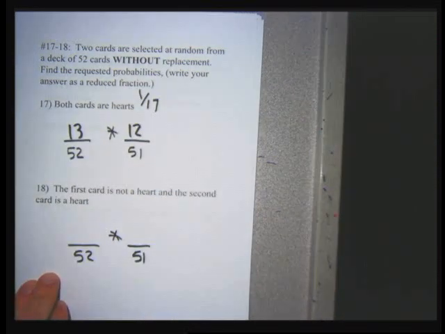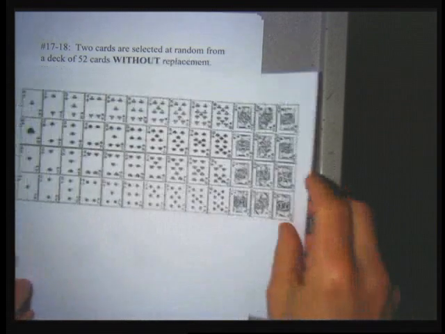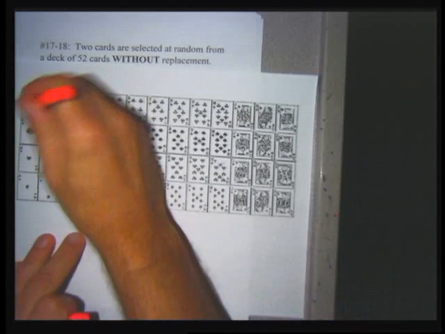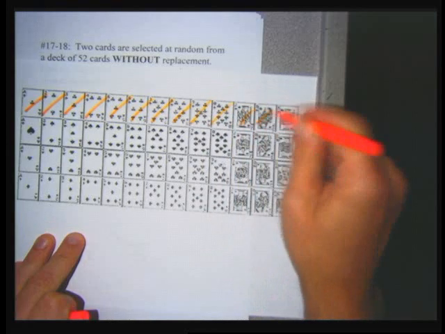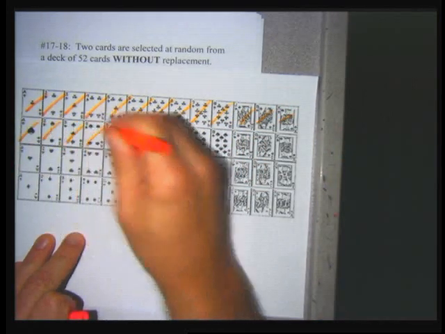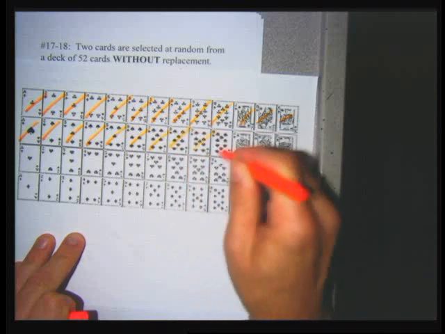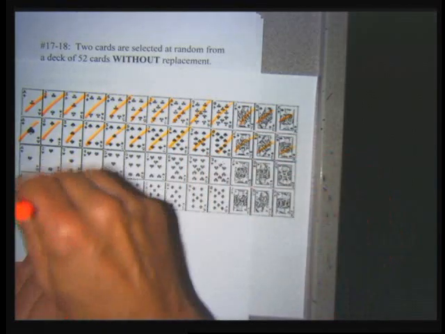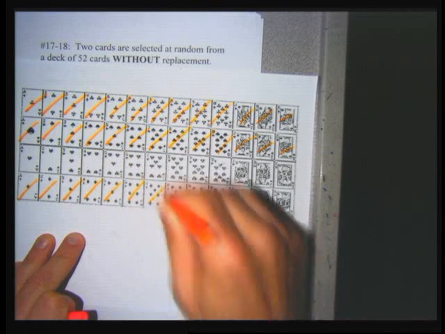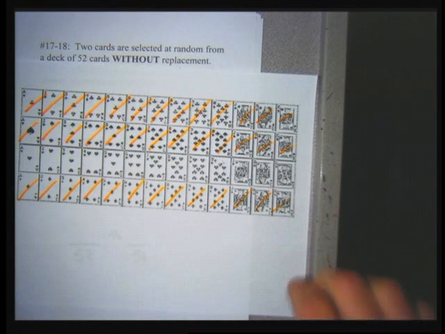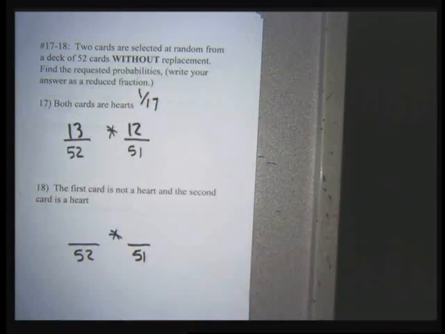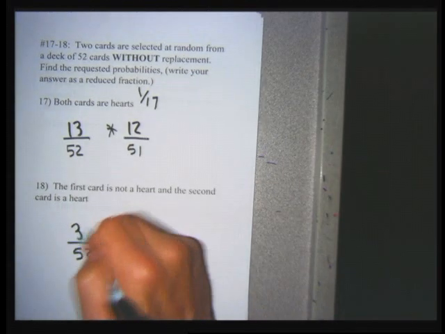For number 18, the first card can't be a heart, so the first card can be most anything. It can be any of the clubs, 13 of those. It can be any of the spades, another 13 of those. That puts me up to 26 cards. And it can be any one of the diamonds. Doesn't matter which one of those I pull. There's 39 cards there: 13 clubs, 13 spades, 13 diamonds, 13 plus 13 plus 13 is 39. That's for the first card not being a heart.